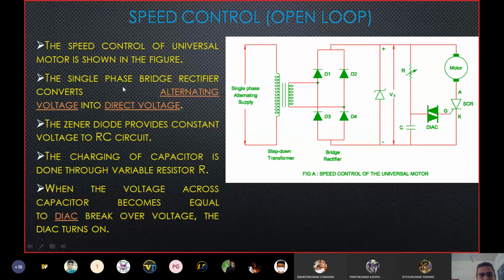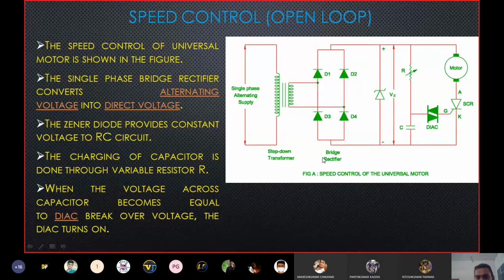So this is the simple circuit diagram of open loop speed control of a universal motor. The single phase bridge rectifier converts alternating voltage into direct voltage. The Zener diode provides a constant voltage to the RC circuit. The charging of the capacitor is done through the variable resistor. As the value of the resistor is changed, the charging of the capacitor changes accordingly, so the capacitor charging depends on the value of this variable resistor.